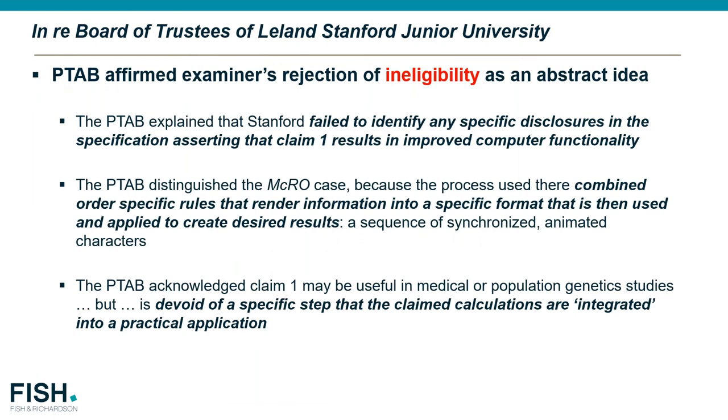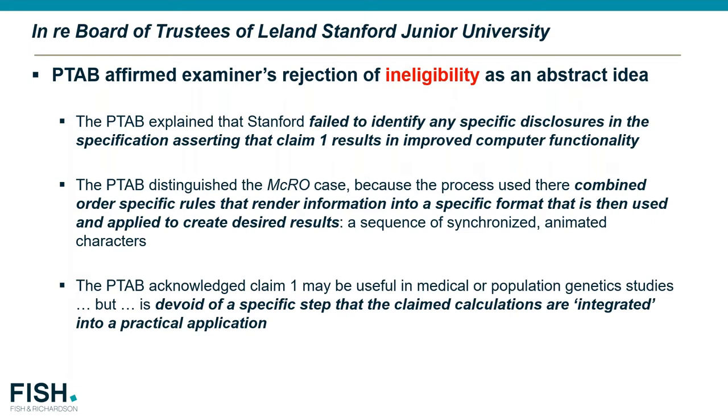So first, Stanford appealed the examiner's rejection to the Patent Trial and Appeal Board, which affirmed the examiner's rejection of ineligibility as an abstract idea. PTAB explained that Stanford had failed to identify any specific disclosures in the specification asserting that Claim 1 results in improved computer functionality. And so part of this is the timing, right? They wrote this application quite a while ago, and so they weren't necessarily zeroing in on these kinds of concepts when they drafted the application.